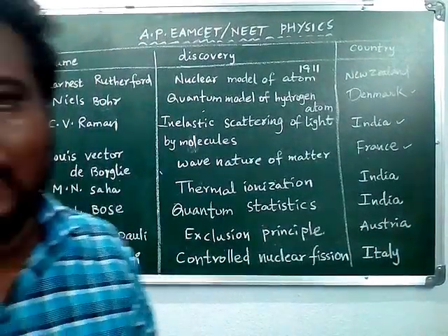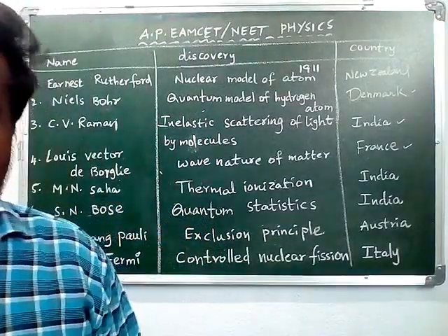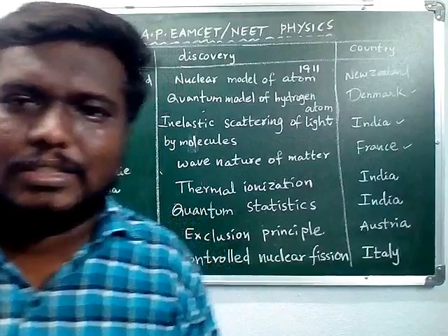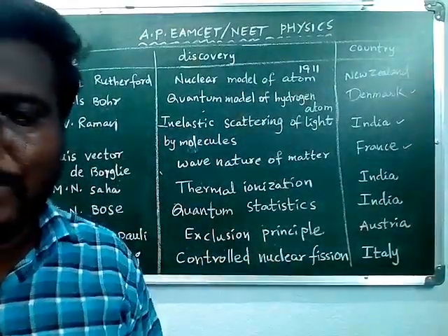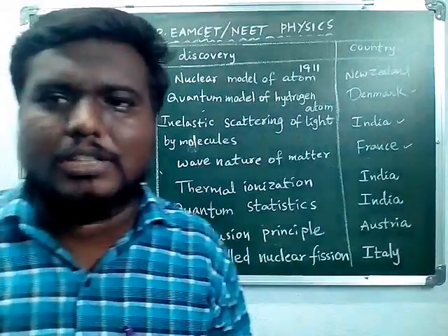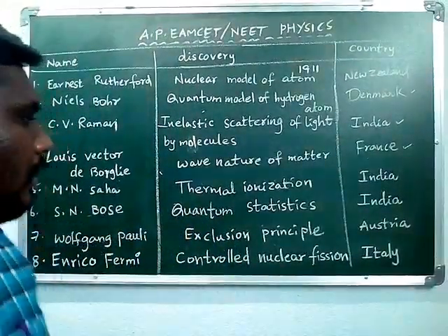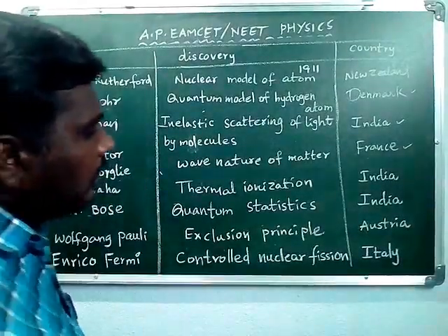He discovered thermal ionization. Ionization means the atom can eliminate an electron from its outermost shell. That is called ionization of an atom. So in thermal ionization, thermal energy is utilized to get ionized particles. This can be explained by M.N. Saha through thermal ionization.